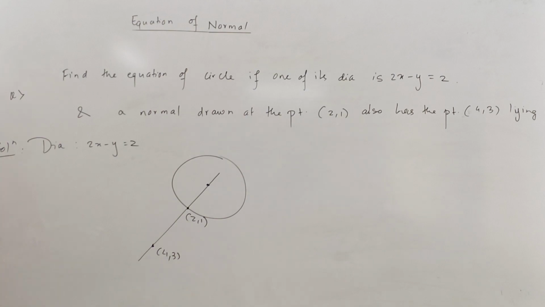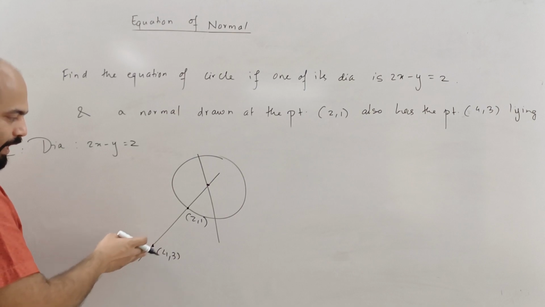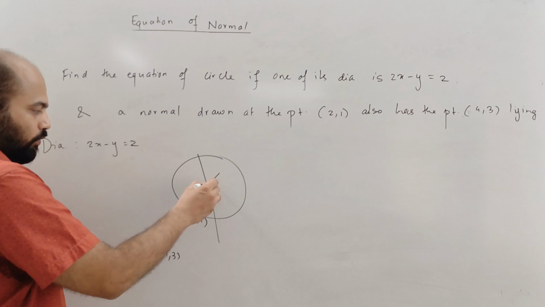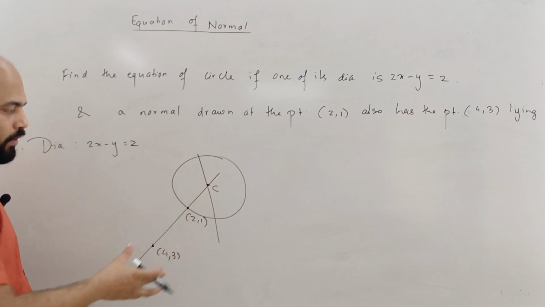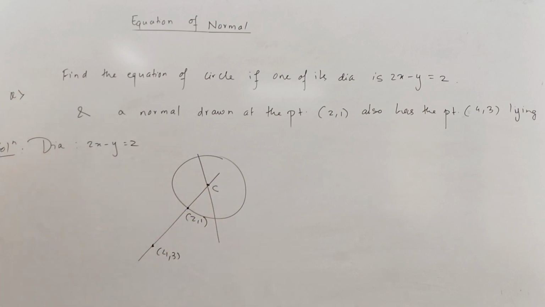Now one thing over here to be understood is that if one of its diameters is given to us, then if we find the equation of this line and we solve this line and this line together simultaneously, what we'll get is the center. Once we get the center, the distance between the center and this point can obviously be found out, and that is the radius. Once you have the center and radius, we can surely write the equation of the circle.